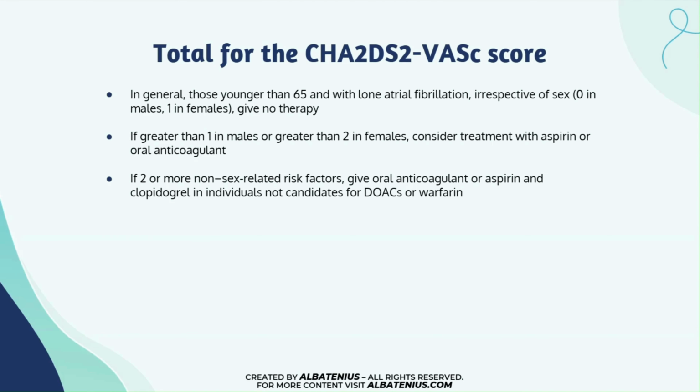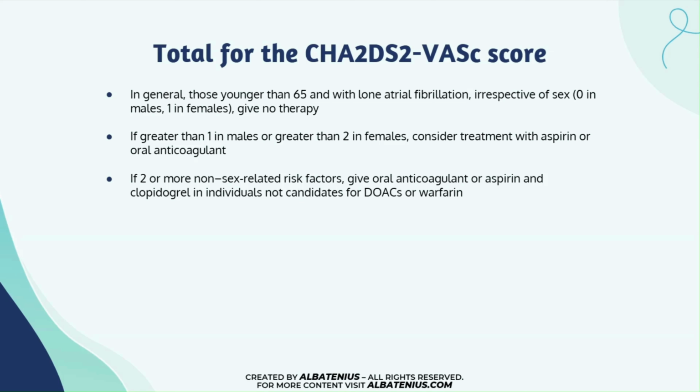After calculating the CHA2DS2-VASc score, we have 3 categories. If the patient is younger than 65 with lone atrial fibrillation, irrespective of sex, we will give 0 in males, 1 in females. So if we get 0 risk factors in a male, or 1 risk factor in a female, we will give no therapy. So the cut point for female is 1 and for male is 0 to not give any therapy.